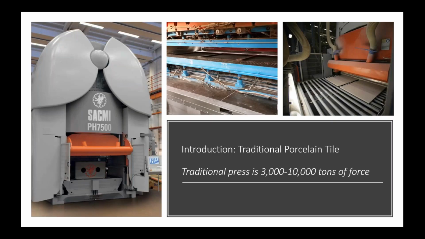So this is a traditional porcelain tile press. It presses a powder with anywhere from 3,000 to 10,000 tons of force. The one you see on the left from SACMI is 7,500 tons of force. The powder is put into a recessed die and then compressed very, very dense. And that's the beginning of a traditional tile.